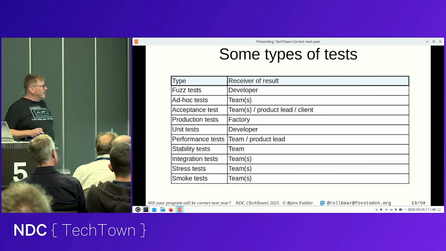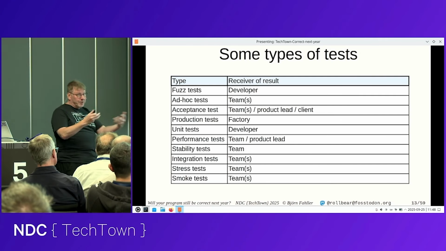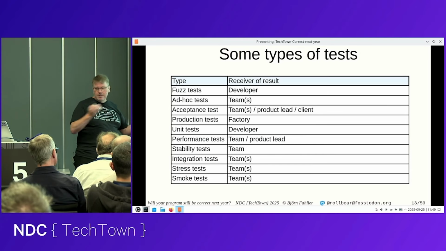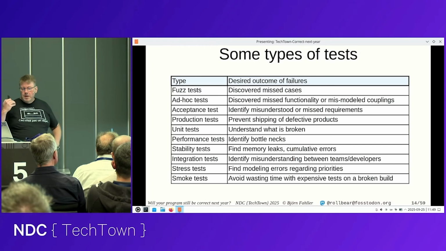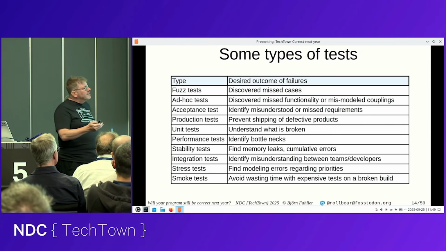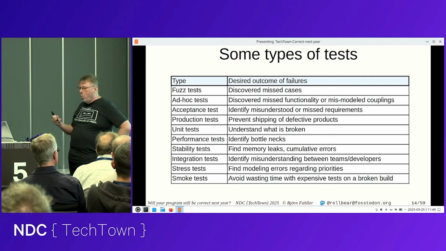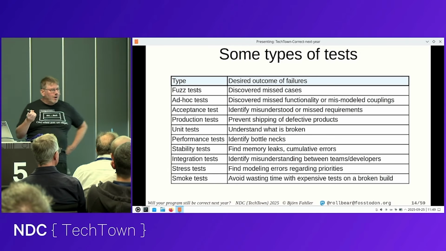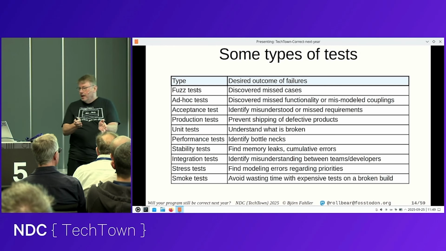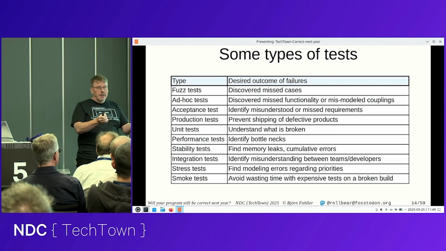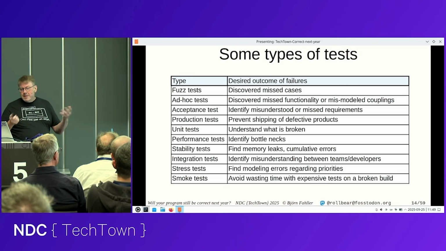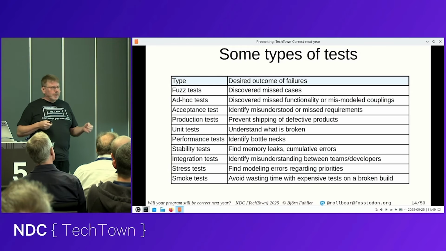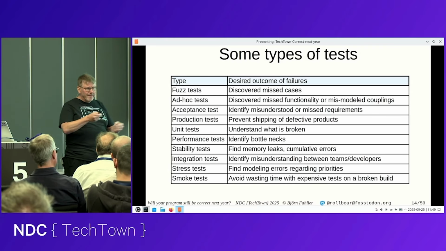Stability test, definitely for the team. Integration test for the plural teams. Stress test, plural teams. Smoke test, teams. And also, when these tests fail, what is the desired outcome of a failure? So for fuzz test, it's discovering missed cases. There is some corner case you missed and the fuzzer found it. Good. Ad hoc tests, pretty much the same, but it's also that something is functionally a bit weird.